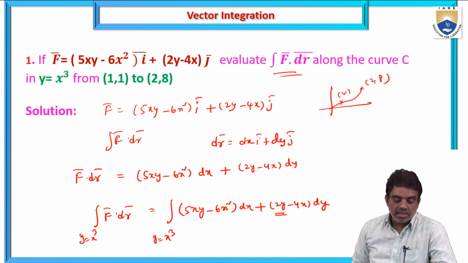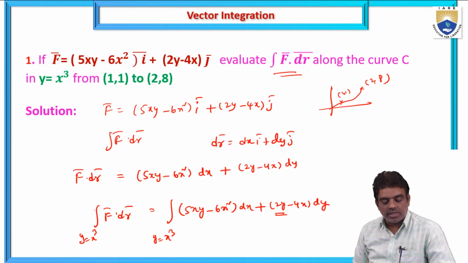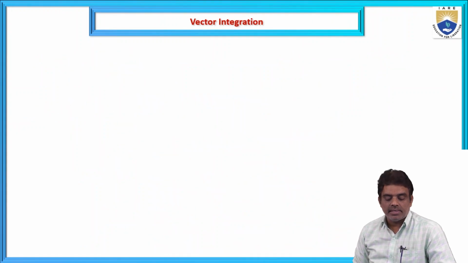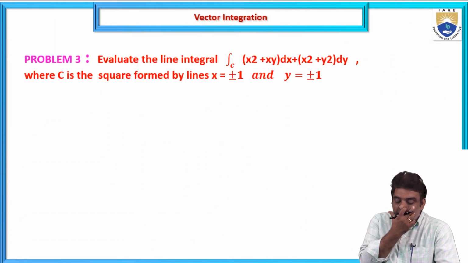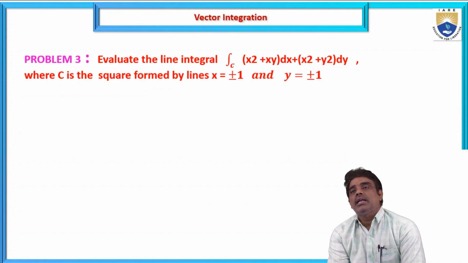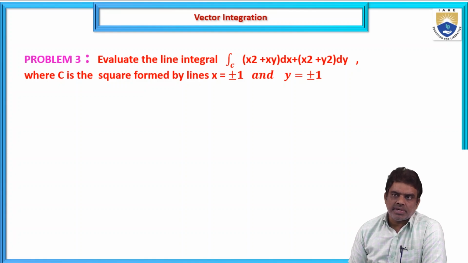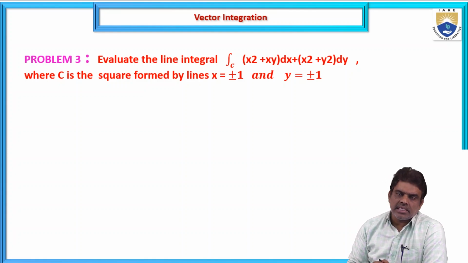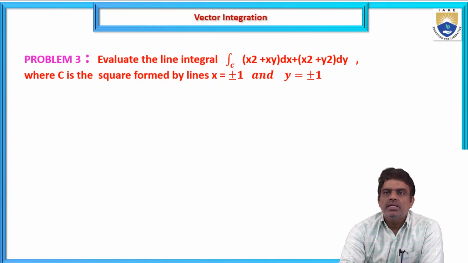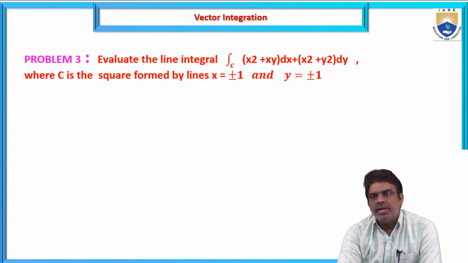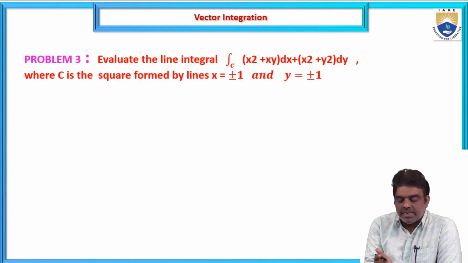So this is the evaluation of the line integral along the curve y is equal to x cube from (1,1) to (2,8). So now coming to another problem, evaluate the line integral over C of (x square plus xy) dx plus (x square plus y square) dy, where C is the square formed by the lines x is equal to plus 1, x is equal to minus 1 and y is equal to plus 1 and y is equal to minus 1. So here also you have to evaluate the line integral.